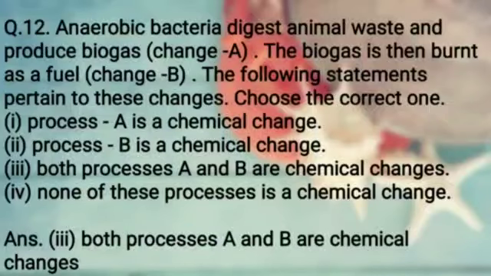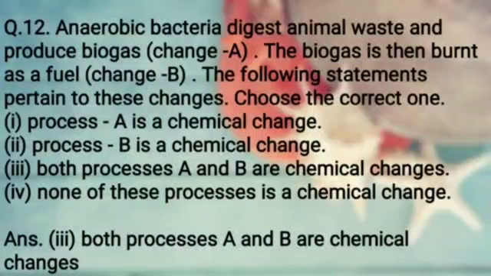Now after that, through a pipeline, that biogas is supplied to homes and industries. Some people use this biogas as a fuel, some use it for electricity, for lighting, and some use it in industries for running many processes. So this is the second change. The biogas is then burned as a fuel. That is the second change, change B. So which statement is correct among these four?